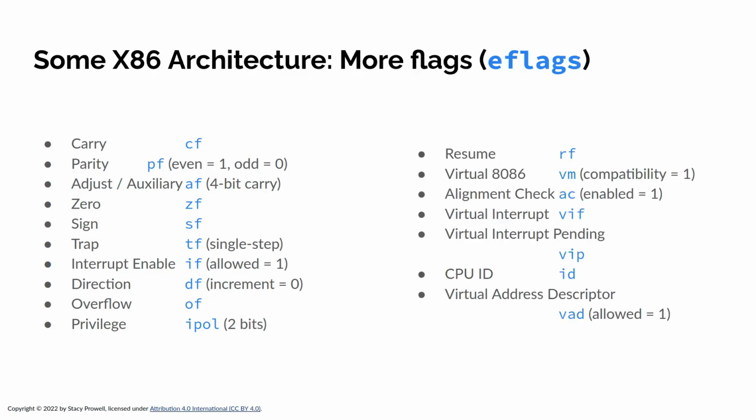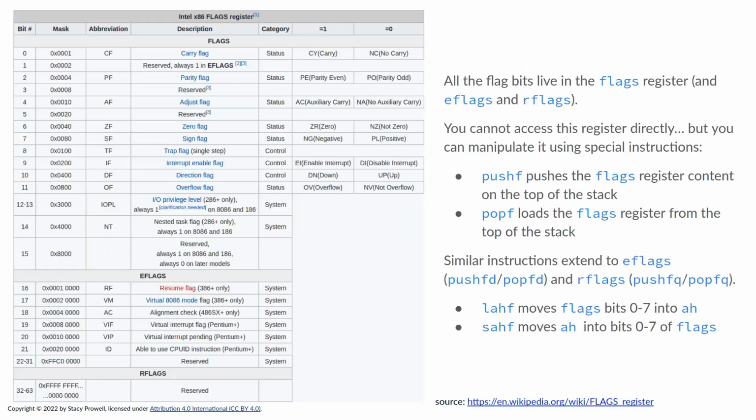We went to 32 bits. We added some more flags: virtual 8086, alignment check, virtual interrupt, interrupt pending, the CPU ID, and the virtual address descriptor. When we went to 64 bits, yes, the flag register became a 64-bit register. So up here are the original flags. Here's the extended flags that go to 32 bits. And then here's our flags, and they're just not used yet. They're reserved.